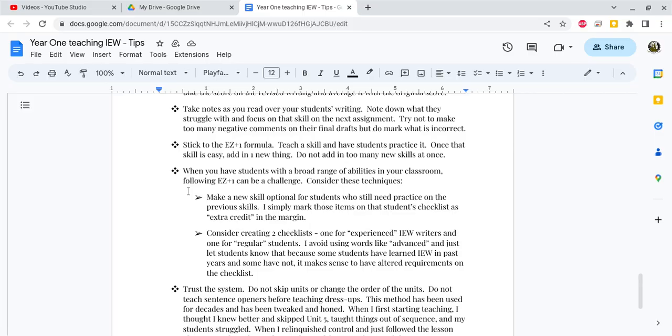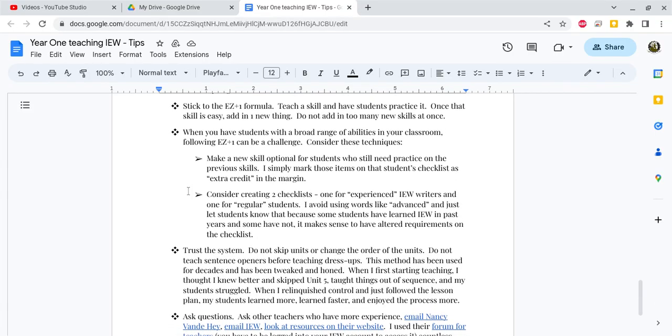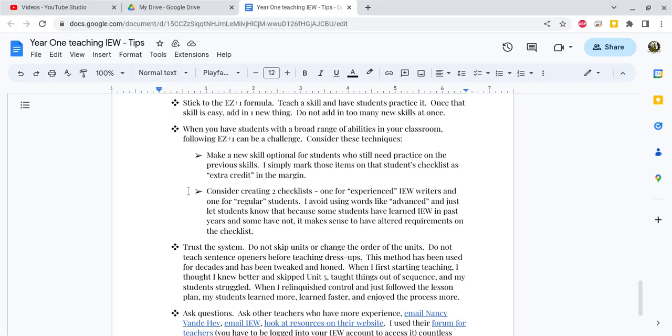Stick to the easy +1 formula that Andrew Pudewa teaches in the IEW method. Teach a skill, have the students practice it, and only once that skill is easy, add in one new thing. Do not try and teach too many new skills at once. It's just overwhelming and the students aren't going to get it.